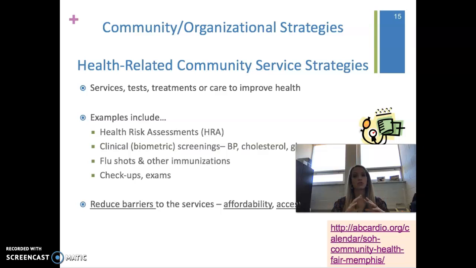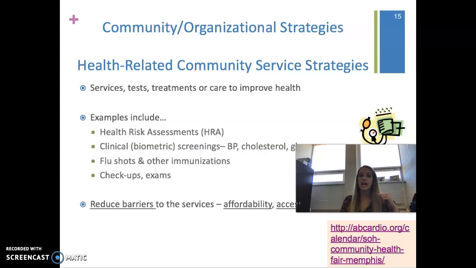Biometric screenings, this is a great one, and so many work sites are doing biometric screenings now, and it's amazing. They're looking at their workers' blood pressure, their cholesterol levels, their blood sugar levels, and using that as a screening tool to help improve the health of their workers.